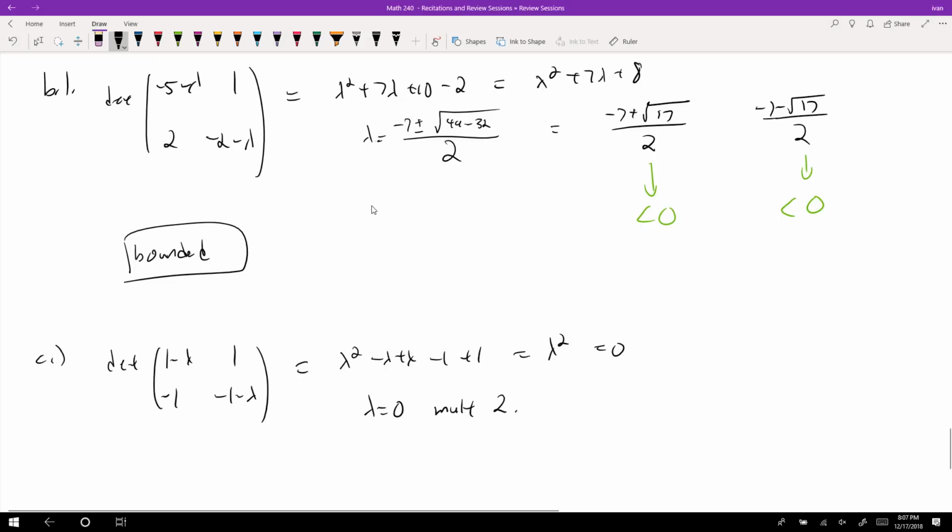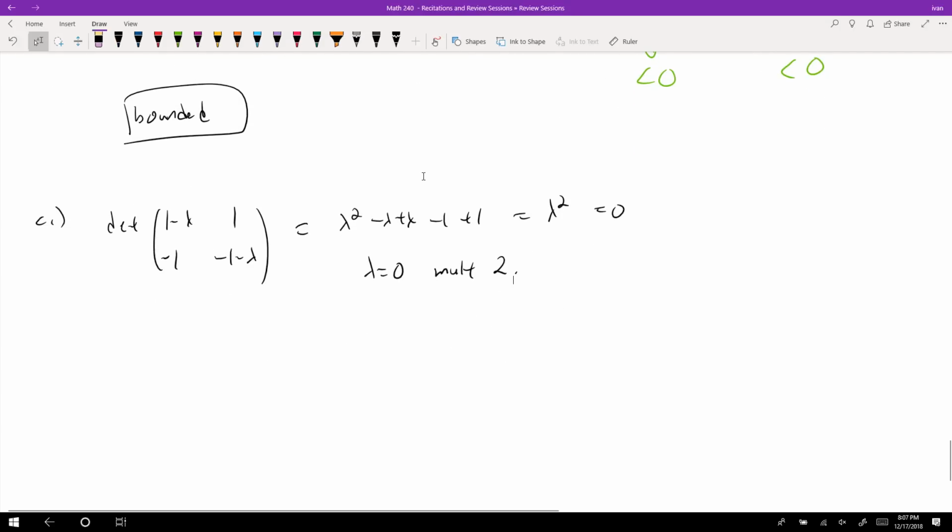All right, so like I said, with the multiplicity case, whenever you have multiplicity, you need to look to see if it's defective or not. So now, what is A minus 0I? Well, that's just A. And so that's 1, 1, negative 1, negative 1. Well, here's the thing, the rank is 1, the nullity is 0. The rank is 1, the nullity is 1, sorry. So what does that tell me? Yeah, it's defective.